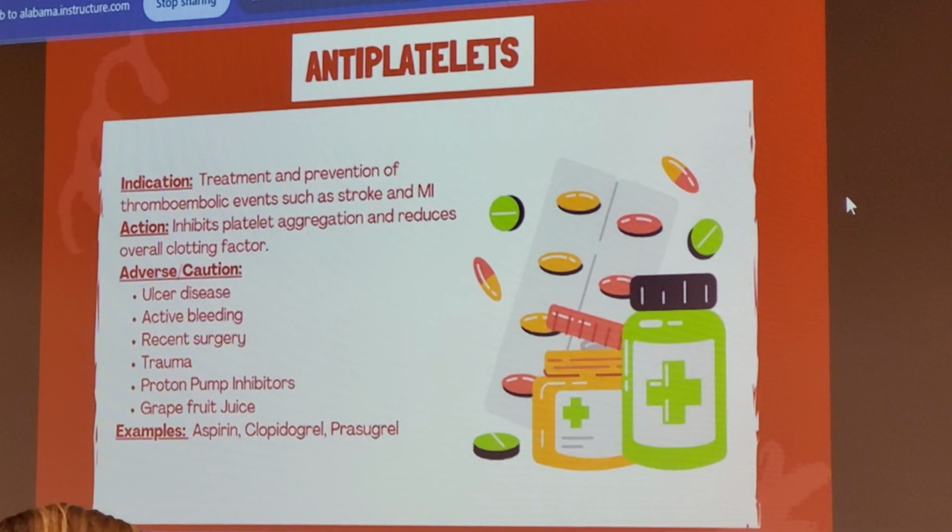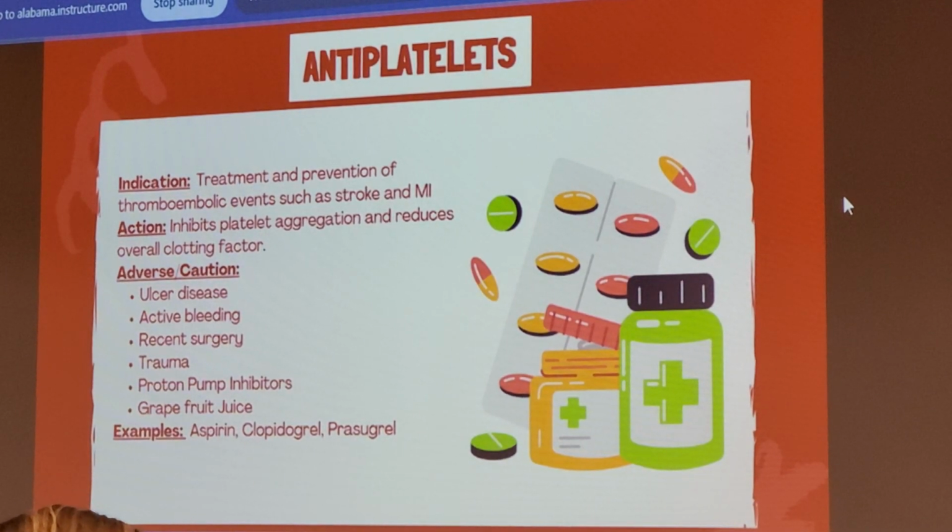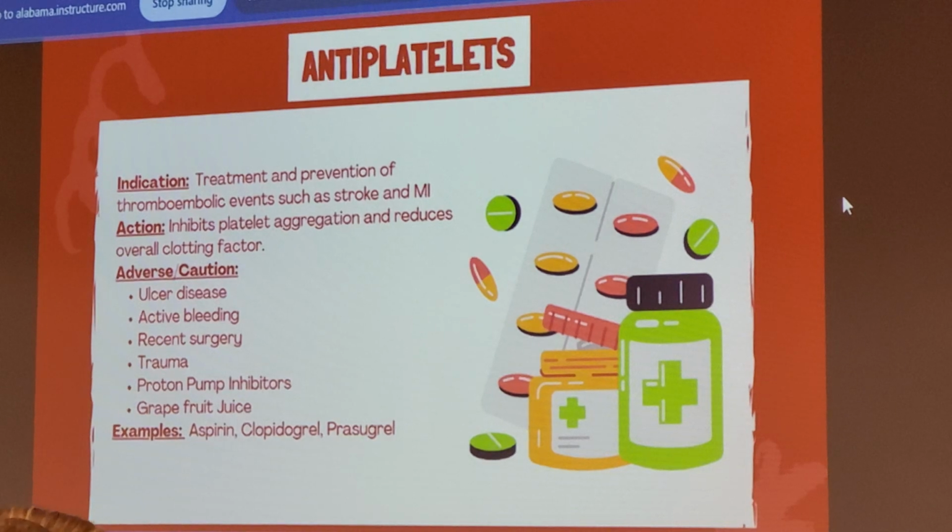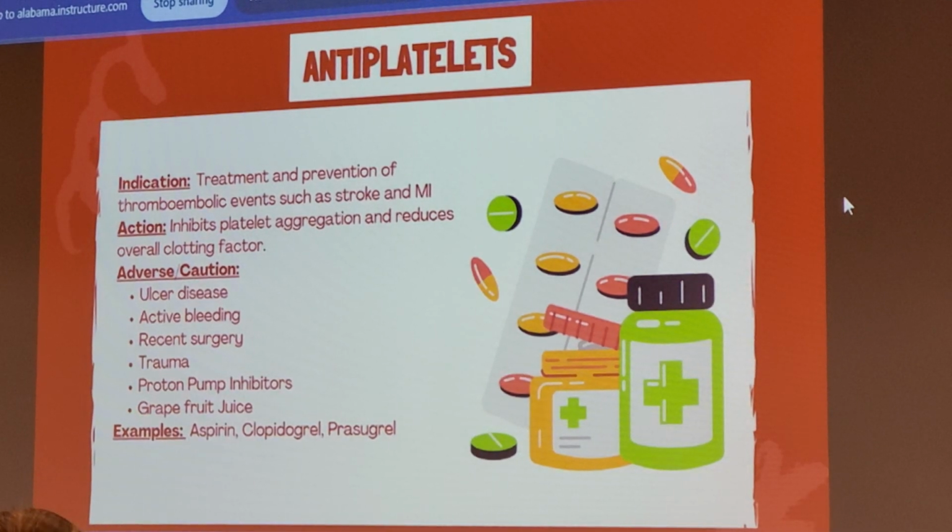Then sometimes AFib, we'll give it for AFib patients as well. AFibs are at a higher risk for clots, right? Got that pooling in the blood within the atriums, so there's a higher risk of clots there, okay?